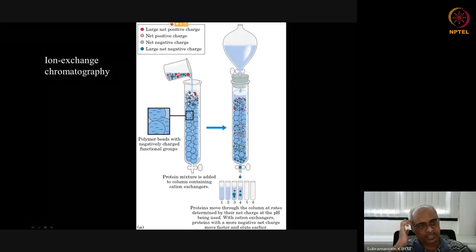Oftentimes we use this method even for purifying water. Okay, water purification for laboratory purposes, not your drinking water. Drinking water is dependent on reverse osmosis, where you are not interested in getting rid of all the charged salts present there, charged ions like sodium, magnesium, and so on. Calcium is what normally we like to remove in water because that gives hardness to water. So a very similar principle here.